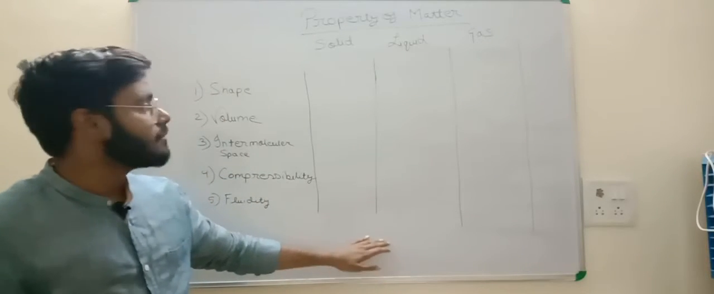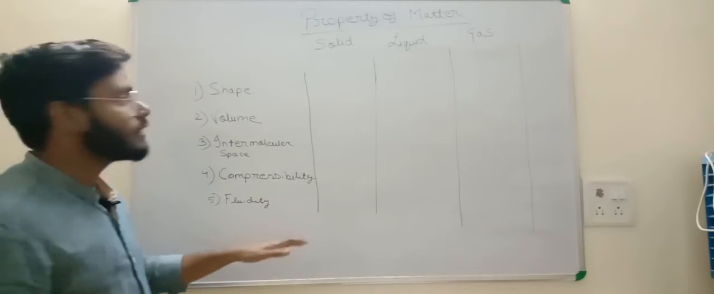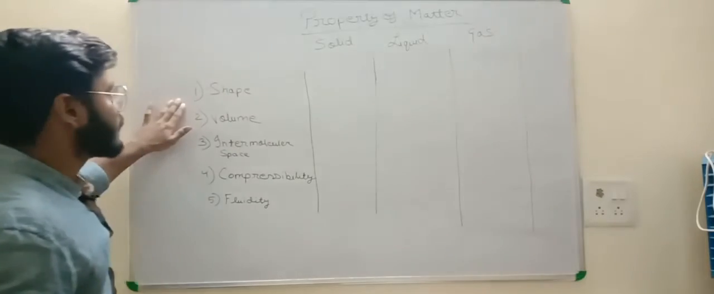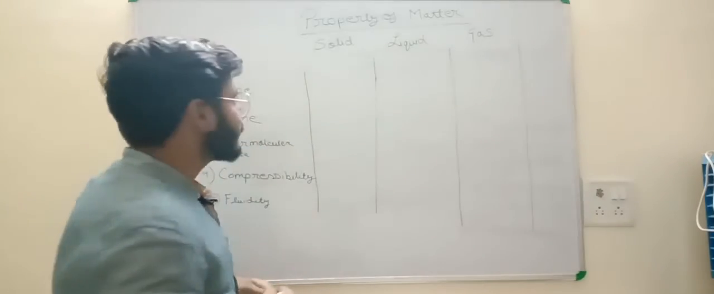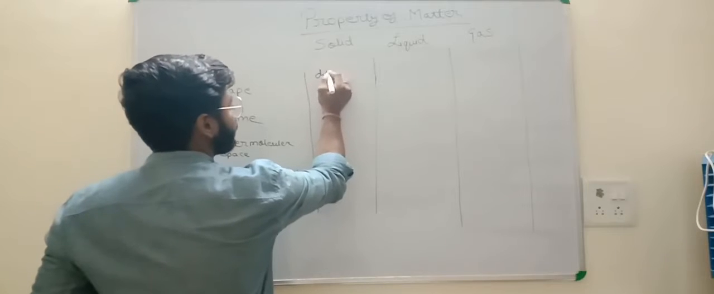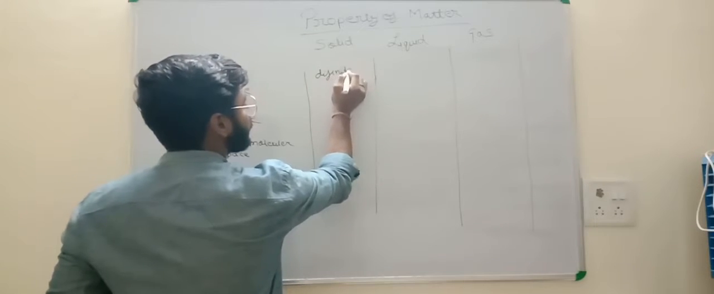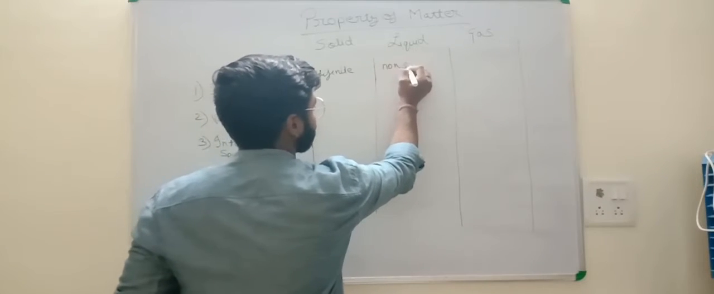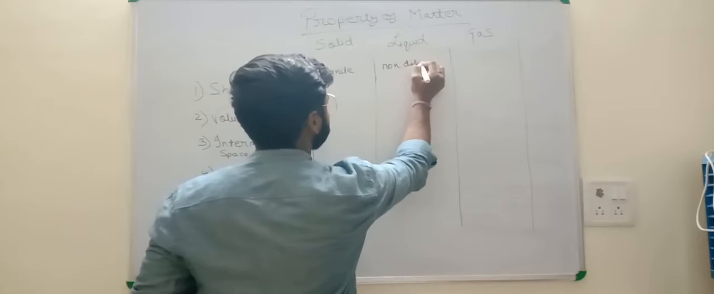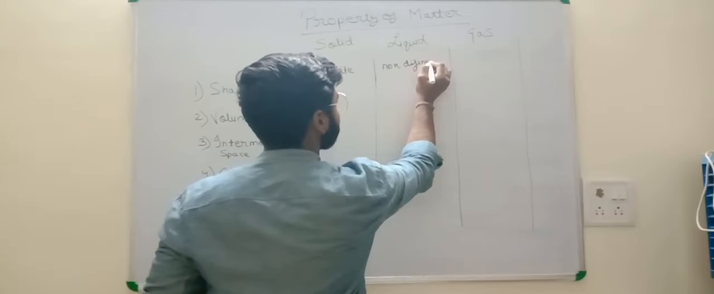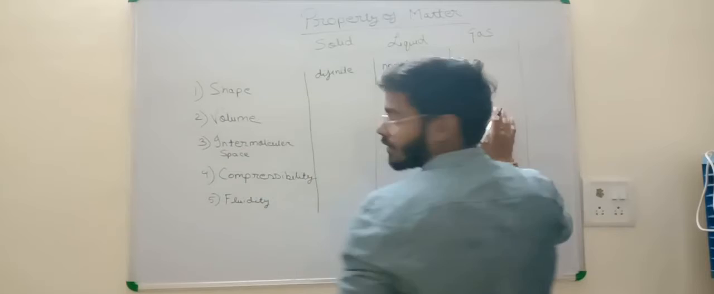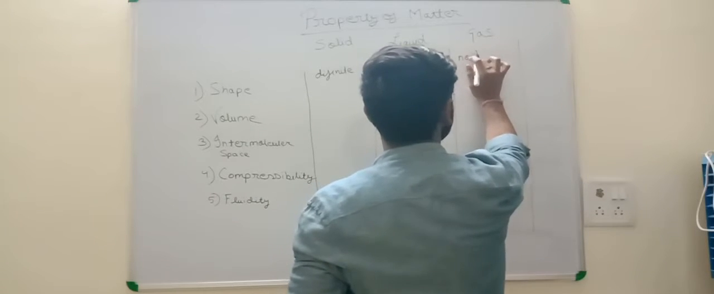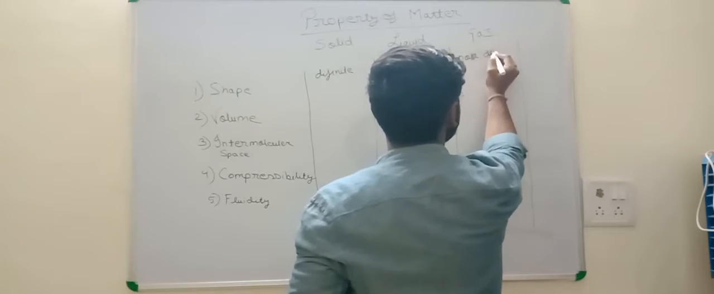Now here I have made a chart which will help you to study the properties of matter easily. So the property is shape. The shape of the solid is definite. So we will write definite. Liquid does not have a definite shape. So we will write non-definite. And gas also does not have a definite shape. So here also non-definite.